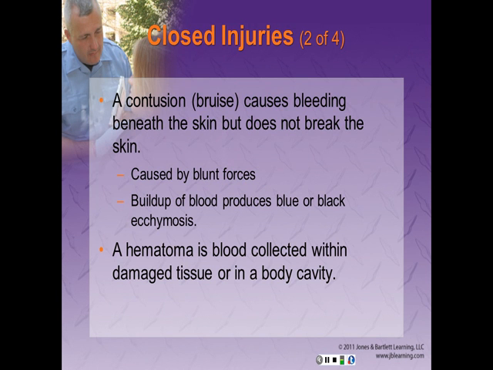A hematoma is blood that is collected within damaged tissue or in a body cavity, and it occurs whenever a large blood vessel is damaged and bleeds very rapidly. It is usually associated with extensive tissue damage.